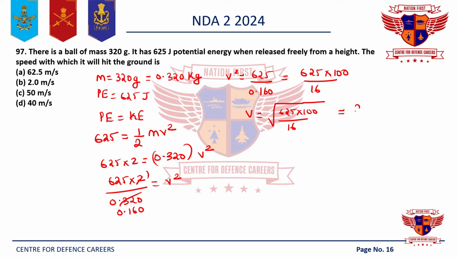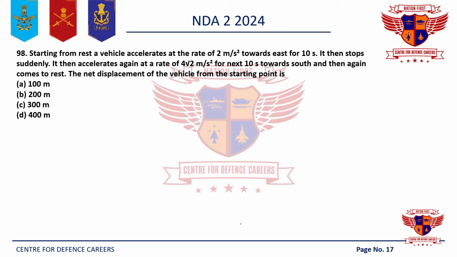So this will be 25 divided by 4 into 10. So 1 times 4, 6 and 6, 0.25. So this will be equal to 62.5 meter per second. So the velocity will be 62.5 meter per second. Correct answer is option A. Moving on to the next question.